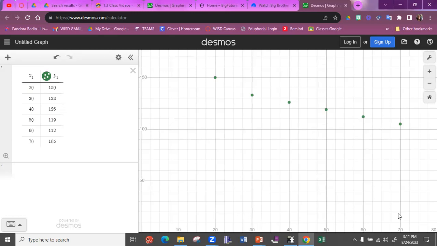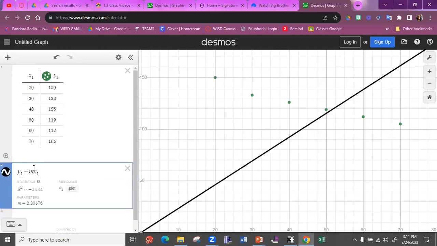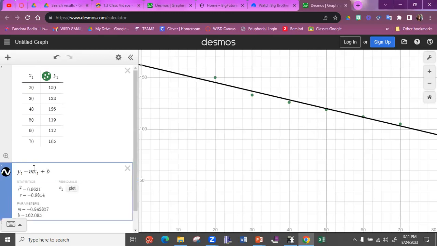So to find the equation, we're going to go to our Y2, I mean our text box 2, and we're going to type in our algorithm for Desmos to follow. Y1 swiggle mx1 plus b. Okay, and does it find it for me? Yeah.